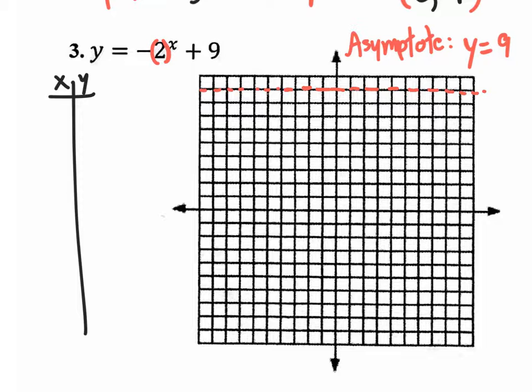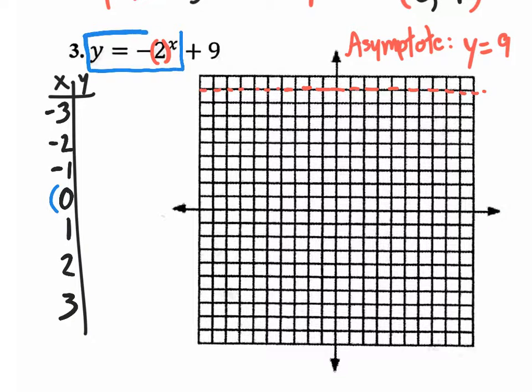Now with the XY table, we need consecutive integer inputs. I always like to use -3, -2, all the way to +3. And then what I like to do is plug in the 0. And when I plug in 0, and by the way, we're ignoring the k value for now, I plug in 0 for x, and I will get 1 because 2 to the 0 is 1, but then the negative in front makes it -1. Does that make sense?